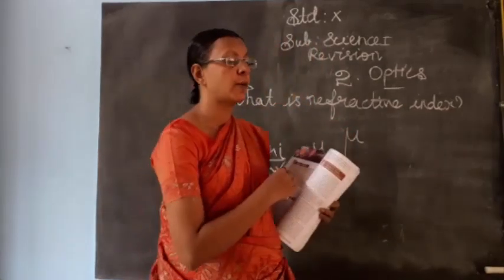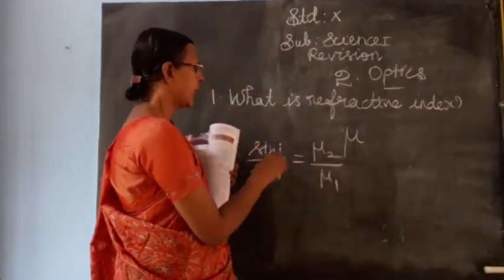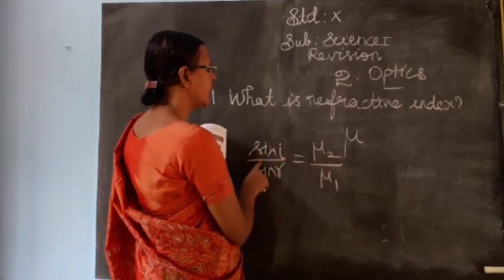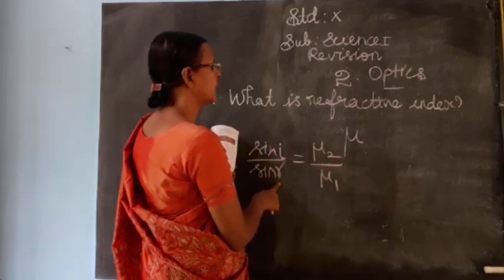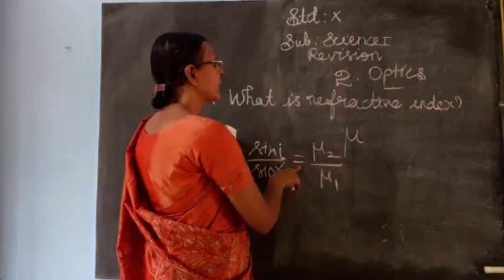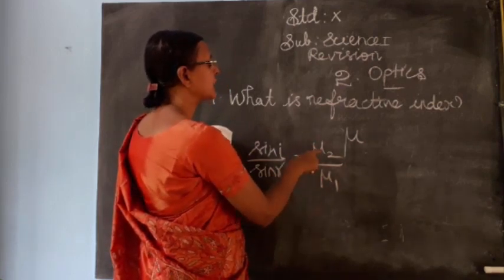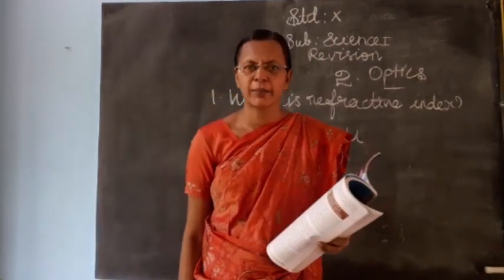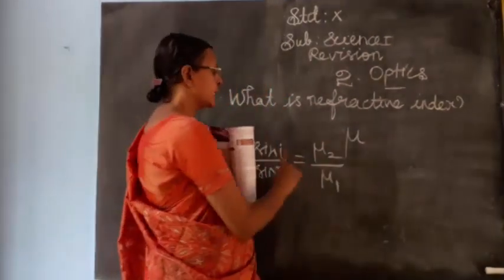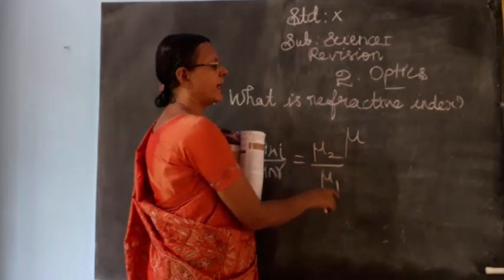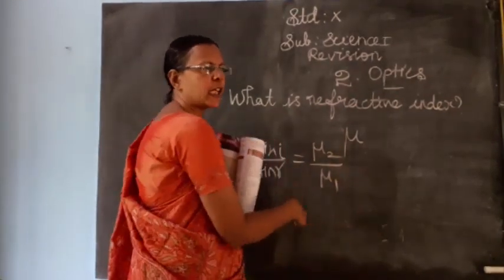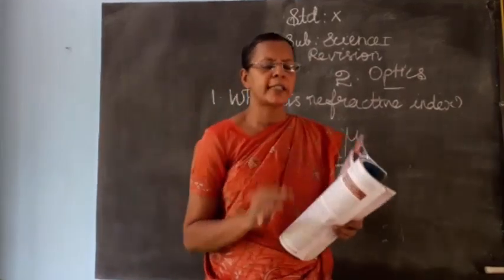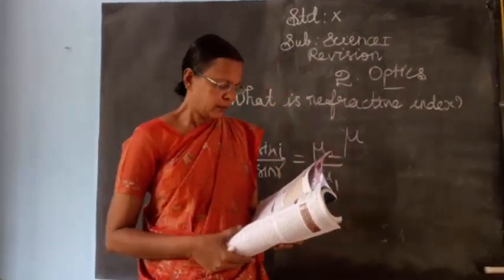Shall we say once more? Say along with me. The ratio of the sine of angle of incidence to the sine of angle of refraction is equal to the ratio of the refractive indices of the two media. Formula: sin i by sin r equals mu2 by mu1. From the formula itself we can say the law also. This law is known as Snell's law. Next.